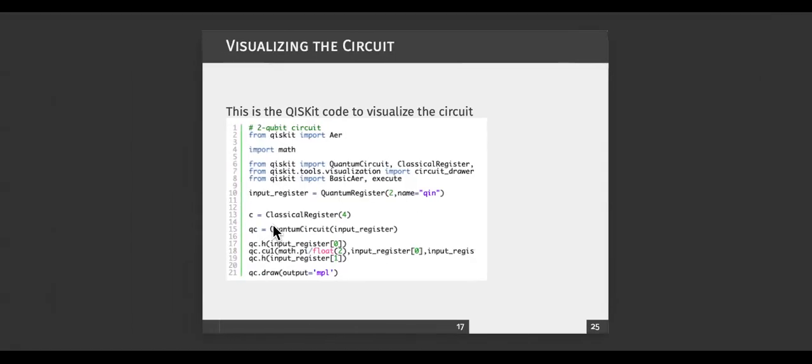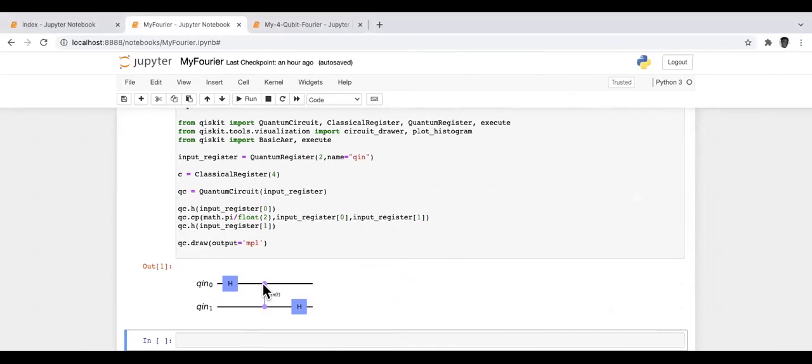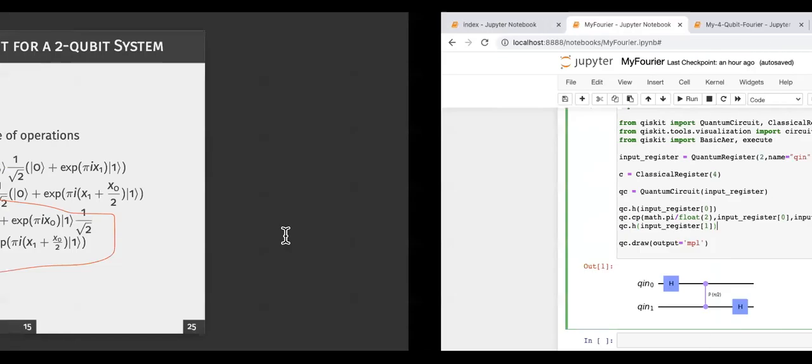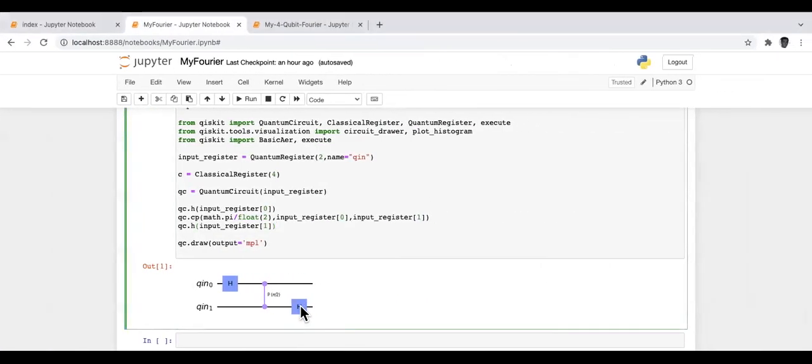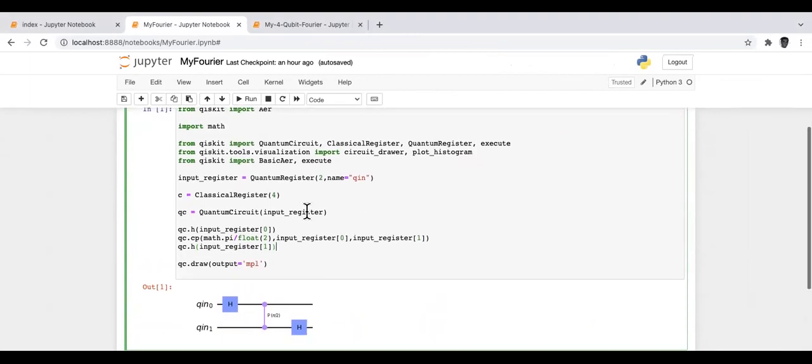So this corresponds to this one here, the controlled phase rotation. This is the V01, and finally this one is the H1, applied on the wire number 1. So that's how it looks like. This is the quantum Fourier transform circuit for a 2-qubit system.